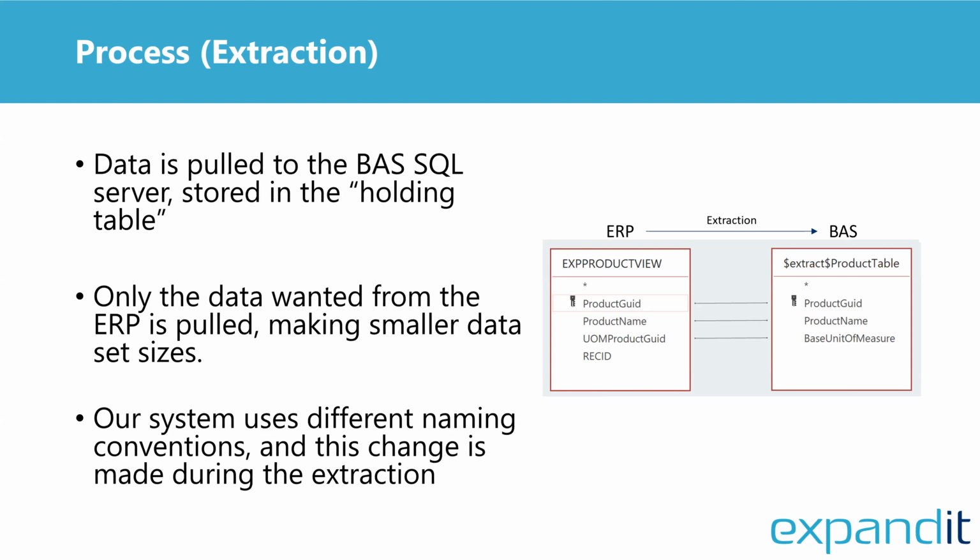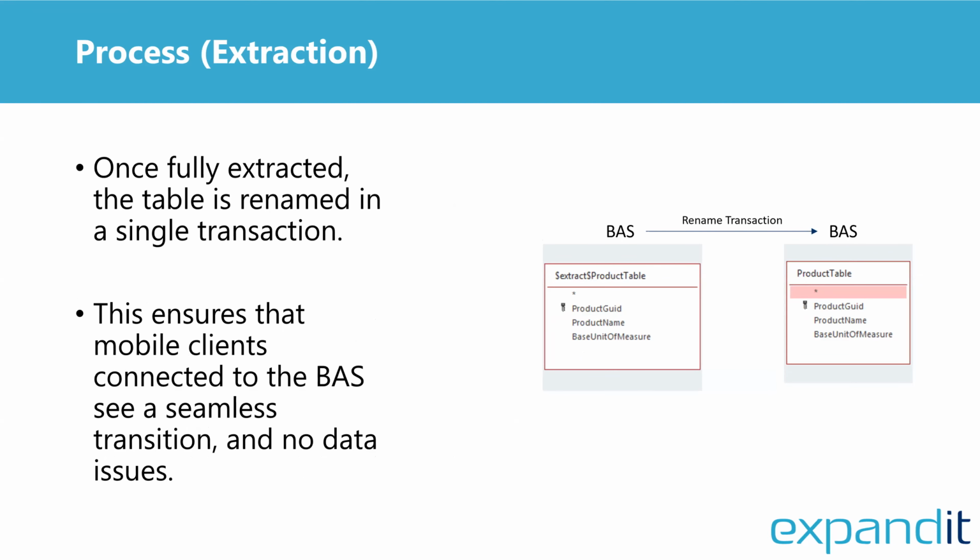And our BAS system does use different naming conventions than the ERP system. We integrate to multiple different ERPs, and as part of that, we have our own naming convention for different tables and fields within those tables. Here I use product table as an example. Once, as discussed earlier, it is fully extracted, the transaction occurs to rename the $extract$product table directly to product table. And nobody sees this. Essentially anybody who's querying product table from one moment to the next will just end up with an updated set of data.